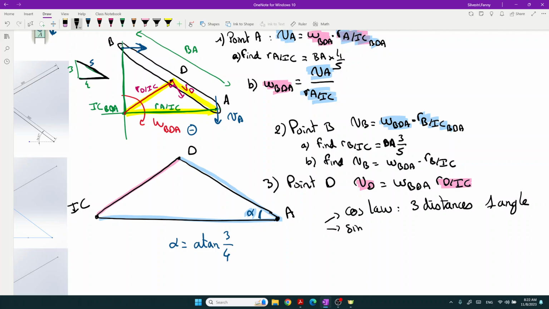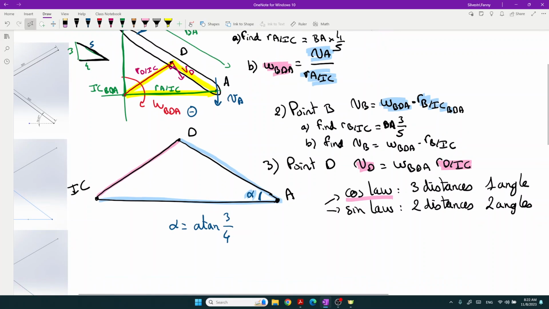We have the sine law, or law of sine. So law of sine is two distances, two angles. To use this formula, we need to have two distances, one angle, or one distance, two angles. Here, we just have one angle and two distances. Looks like the cosine law is the best one. So for point D, the step A will be to find RDIC with the cosine law in the triangle. So the triangle is ICDA.